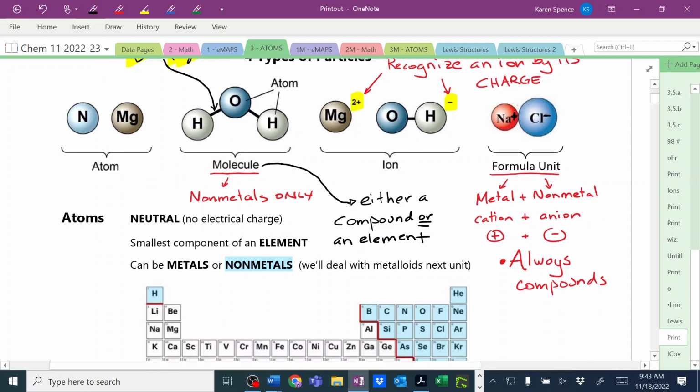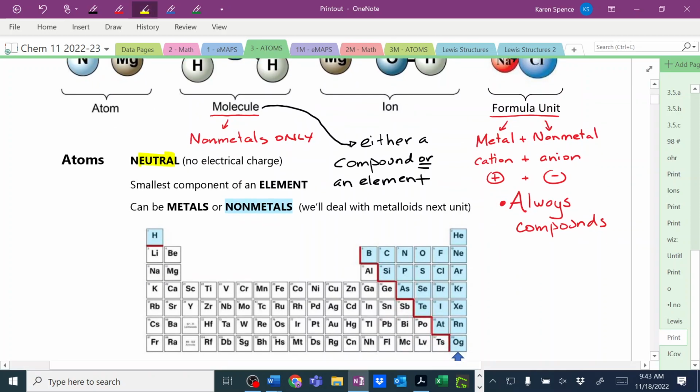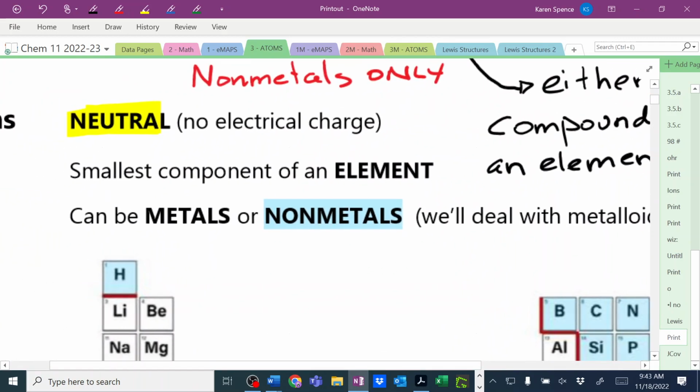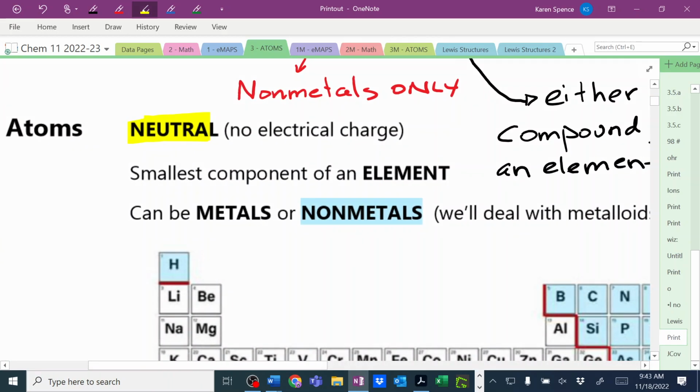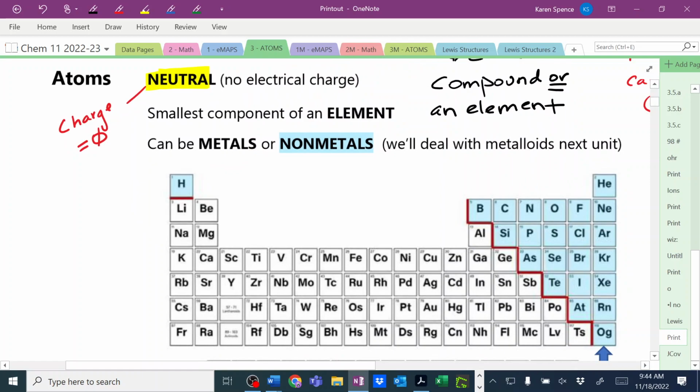Okay, and now we're going to go a little bit into depth on each of these. Atoms are neutral. What does it mean to be neutral? No charge. The charge is equal to 0. They are the smallest component of an element, and you can either have metals or non-metals. We're not going to worry about metalloids right now. We're just going to say everything to the left of the staircase is metal, and everything to the right of the staircase is a non-metal.